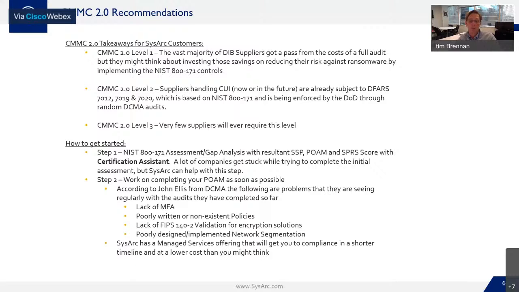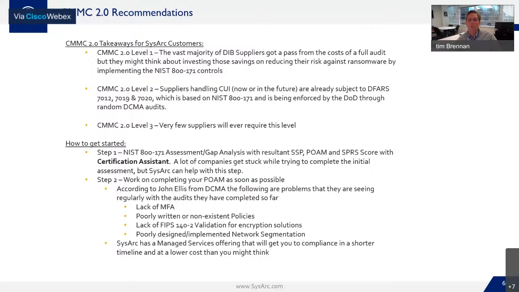It's a great tool. And we see a lot of other folks that are using this tool that try to do it on their own. And a lot of companies do get stuck while trying to do this, because if they don't have an expert who understands the 110 controls and how to interpret them, it's hard to do a good job with filling out that assessment properly and getting the right sort of results out of that. So that's what SysArc does. We've helped 150 or more customers complete their assessments, and that's really step one.